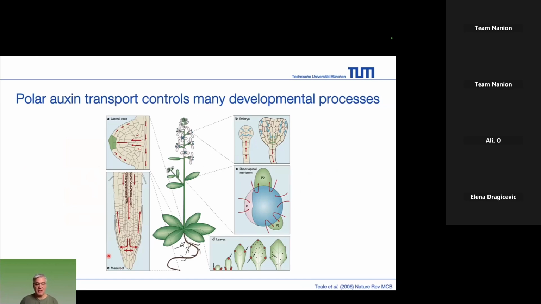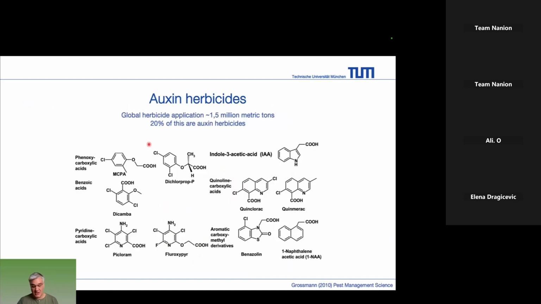Polar auxin transport controls many processes in plants and plant development, and this is shown here. So embryogenesis in plants is due to polar auxin transport, also lateral root growth, etc., and a couple of other very important things. This, in turn, has led to huge efforts on the part of the military, mainly in the 1940s, to look for auxin herbicides, which are shown here.